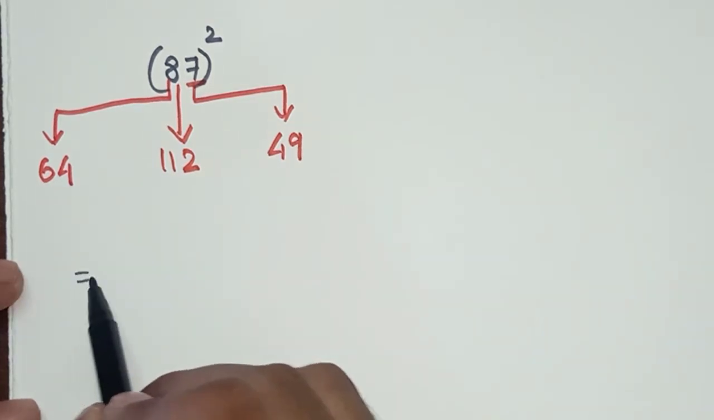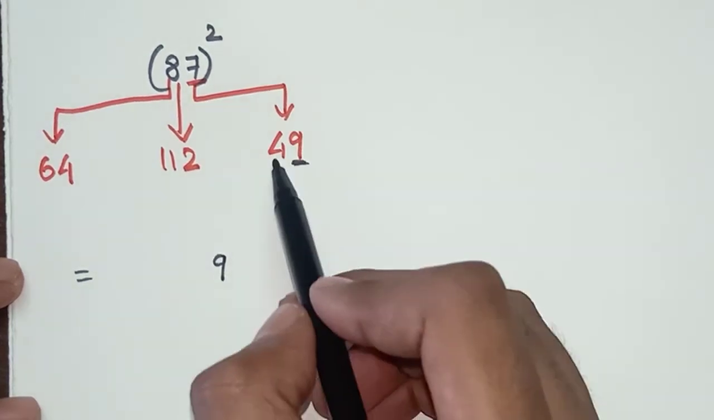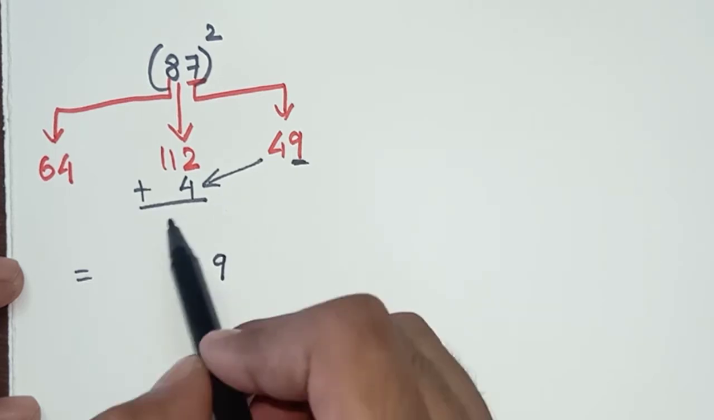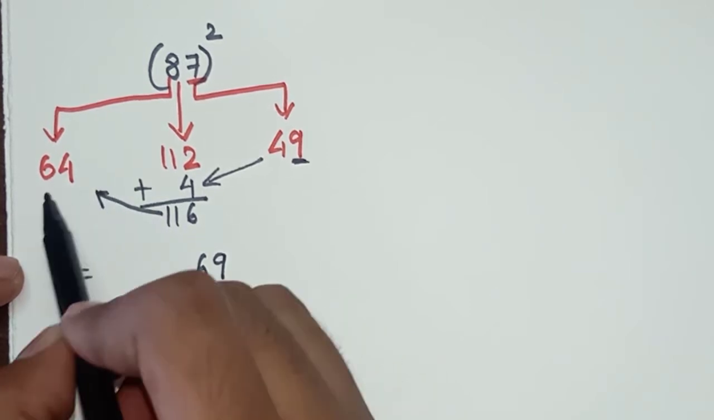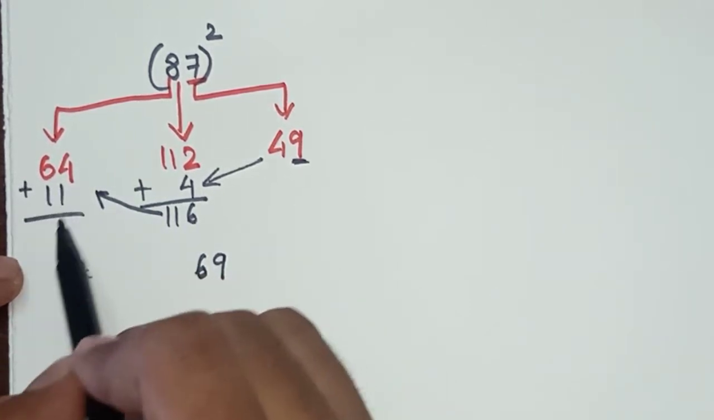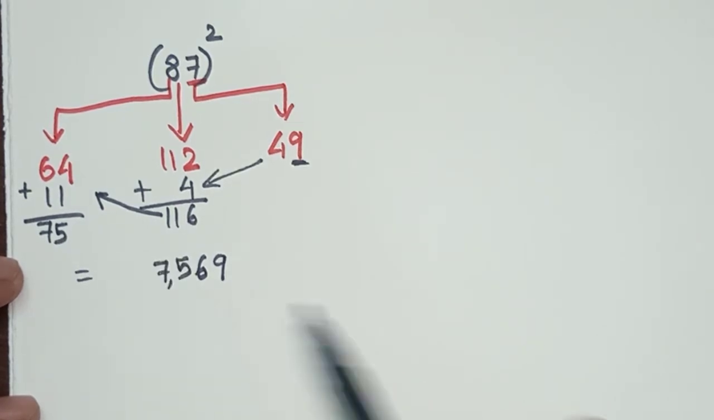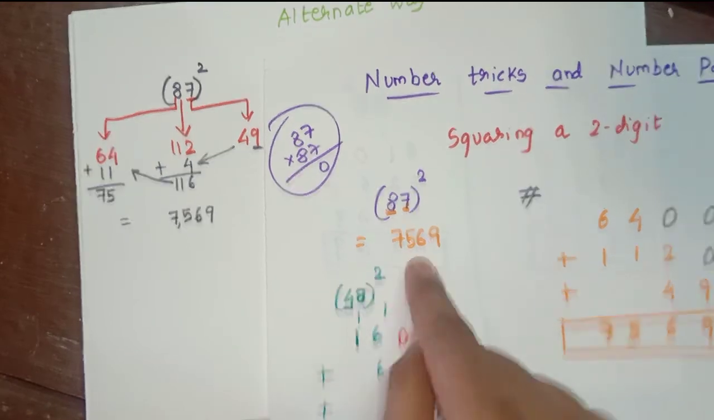So start with the last digit here, which is 9. Now this 4 you take it here, so plus 4 is there. You get 116, right? So just put 6 and 11 you take again here. So that answer is 75 and write it, 7569 is your answer. If we check with the previous one, the answer is correct.